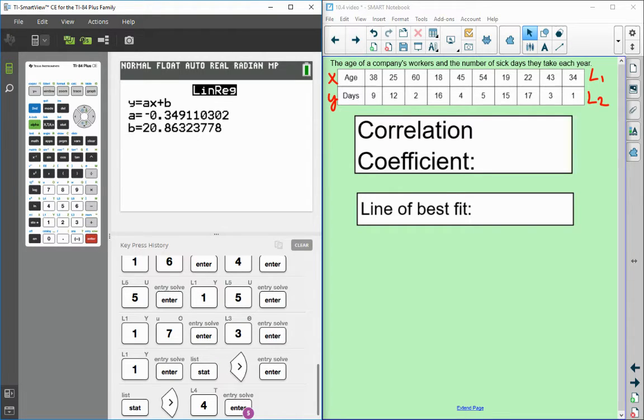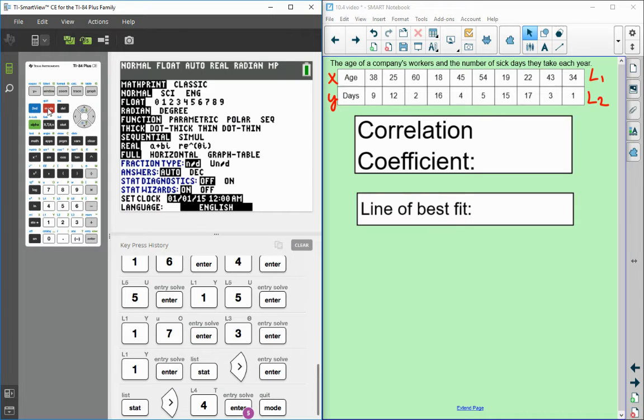Now I'm missing a few things that I need on my screen, so I'm going to teach you how to get that right now. Okay, I can't see my screen very well. Let me pause this. Okay, I am back. So we need a few other things here. We need the correlation coefficient, which we don't have. And I know you're thinking, well, I don't even know that I'm missing that, but I'm telling you, you're missing it. So we're going to press mode right now.